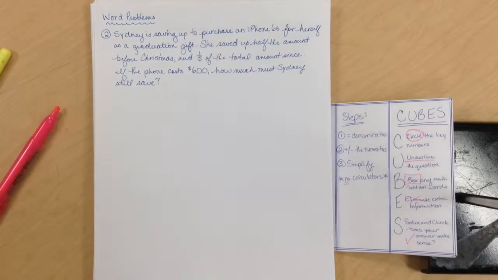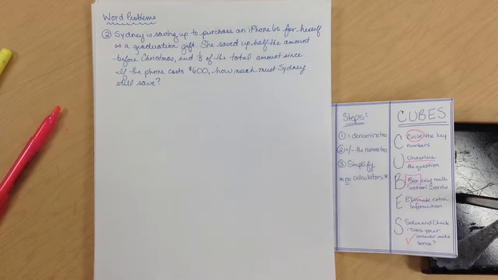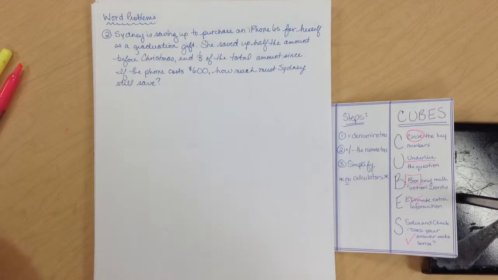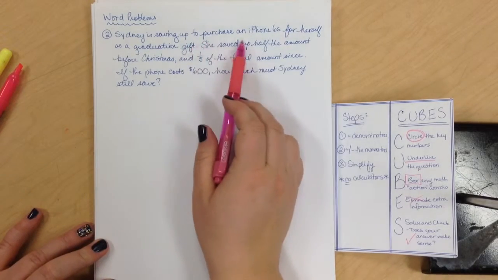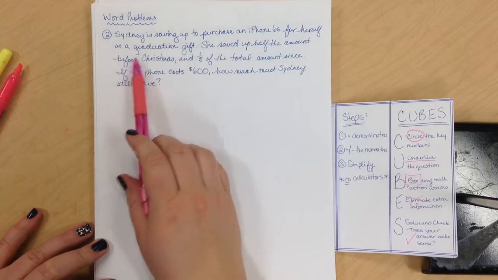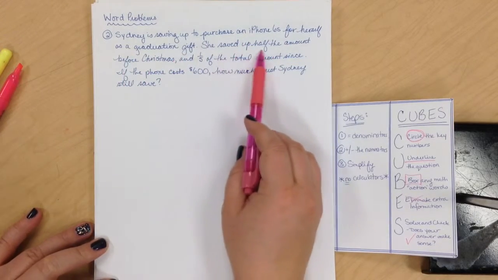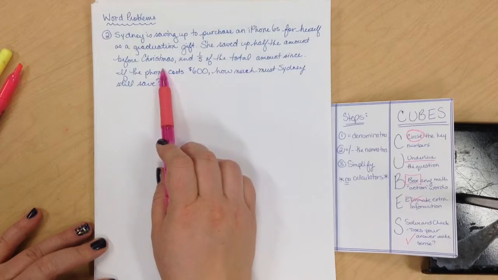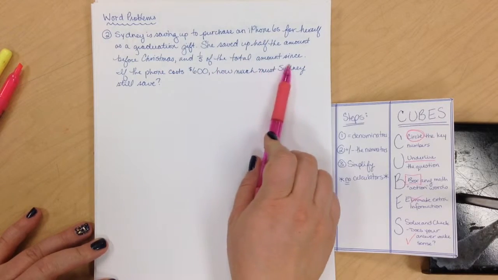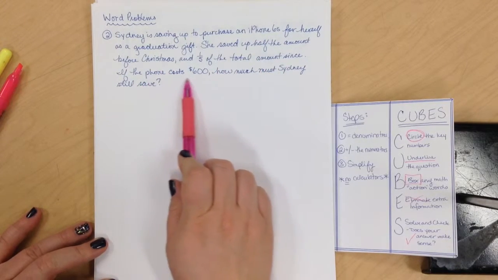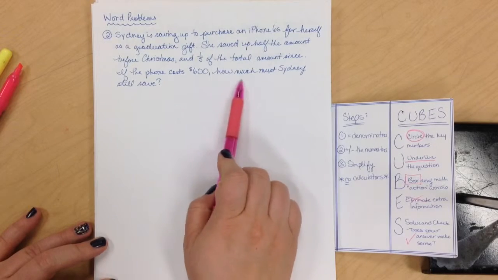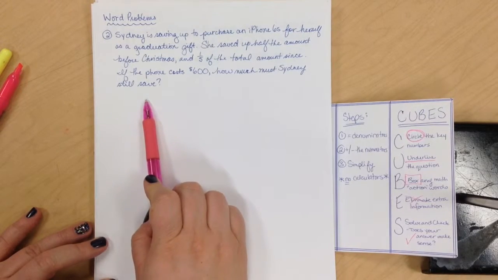Second word problem using adding and subtracting fractions. So I still have my steps and my cubes method over to the side as a reminder. So word problem number 2. Sydney is saving up to purchase an iPhone 6S for herself as a graduation gift. She saved up half the amount before Christmas and 1/5 of the total amount since. If the phone costs $600, how much must Sydney still save?